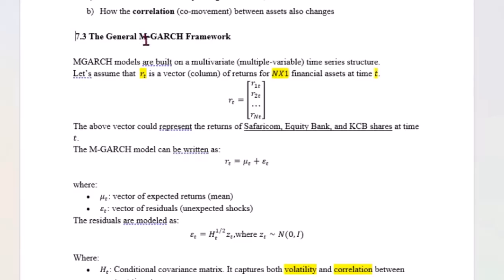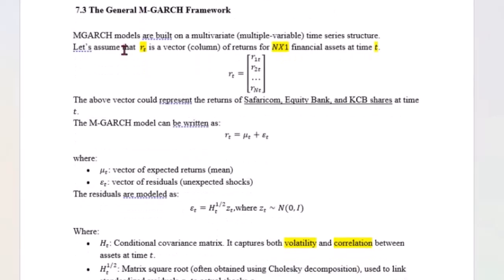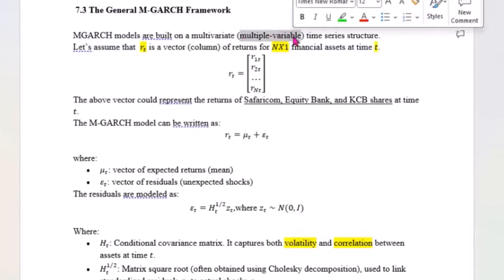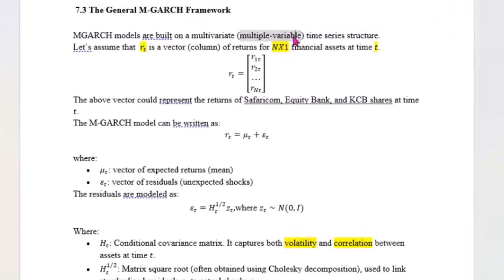The General M-GARCH Framework. M-GARCH models are built on multivariate, or multiple variables. What do you mean by multivariate? It simply means multiple variables, more than one variable. That's what we mean by multivariate. So you're saying M-GARCH models are built on a multiple variable time series structure.